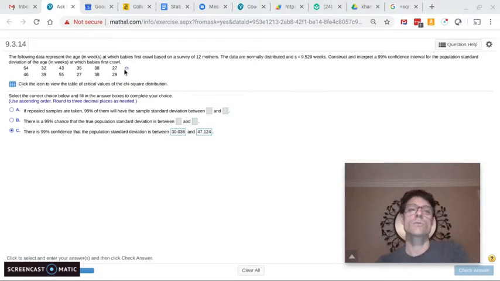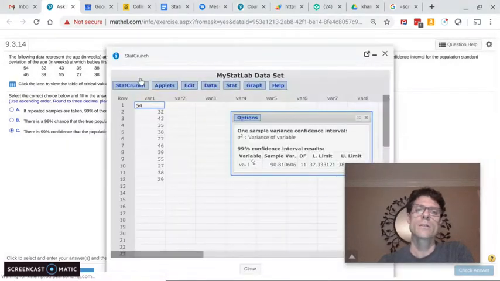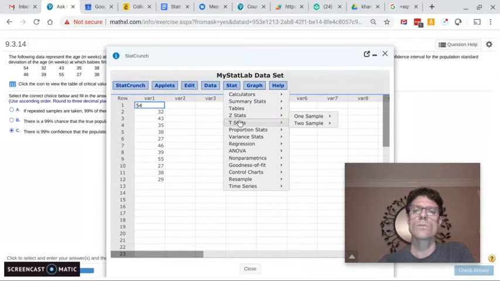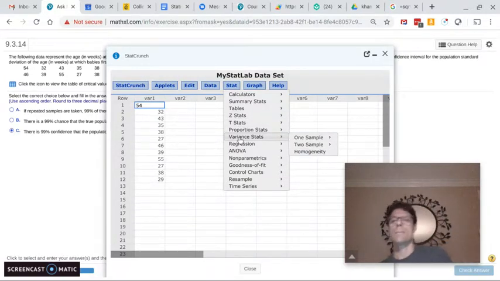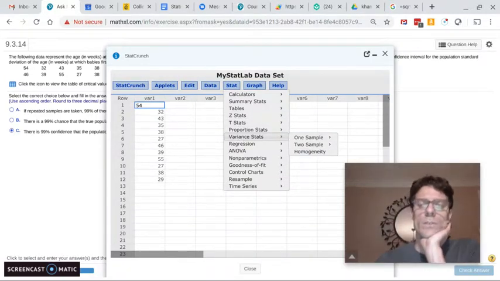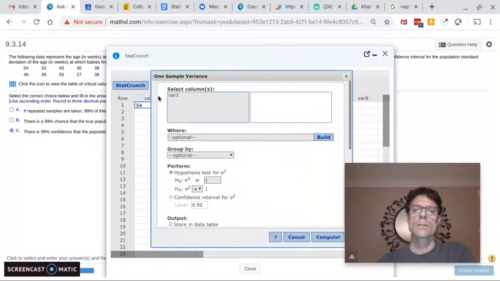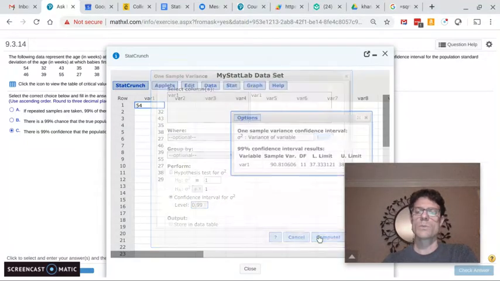Okay, this is nice because StatCrunch will do this for us. We just open the data in StatCrunch. There it is. And we go to variance stats, right? It's not a mean or a proportion. It's one sample, and here we have the data. Sometimes we have the summary. So I just select the data here, and they're asking for a 99% confidence interval. So I hit that and I hit compute.